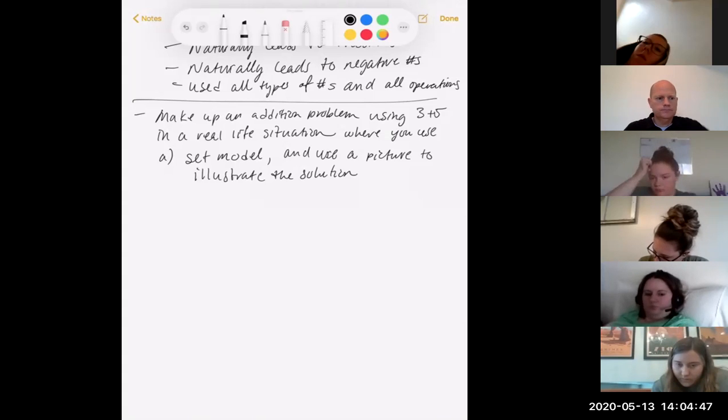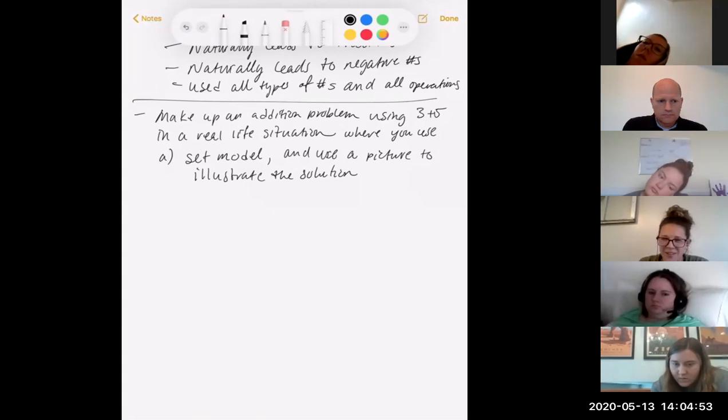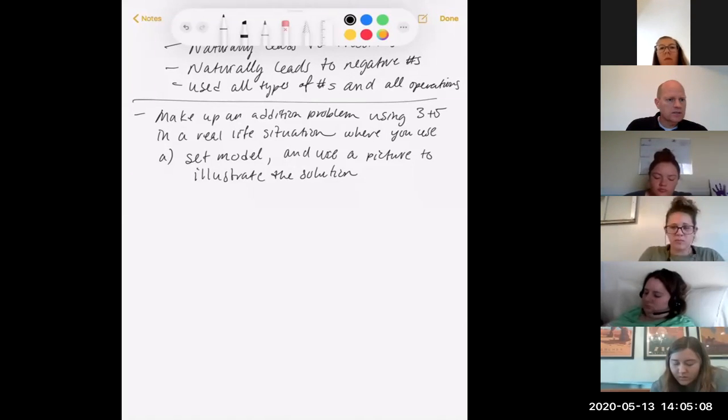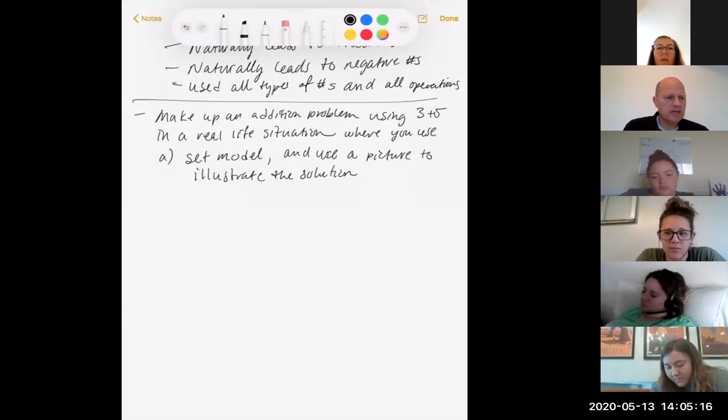Okay, I have one, I think. Okay, go for it. If Tommy has 3 blocks and Timmy gives him 5 more blocks, how many blocks does he have? And then I illustrated it. I don't know if you can see the paper. Yep, there you go. Good. Okay, so Tracy says Bryson has 3 pieces of candy. His sister gave him 5 more pieces of candy. How many pieces of candy does Bryson have now?